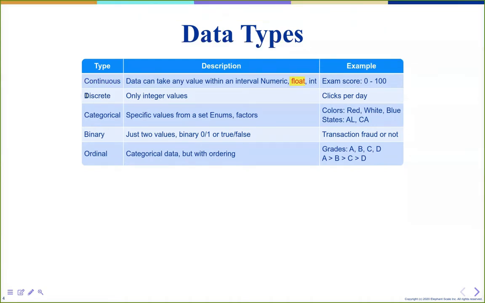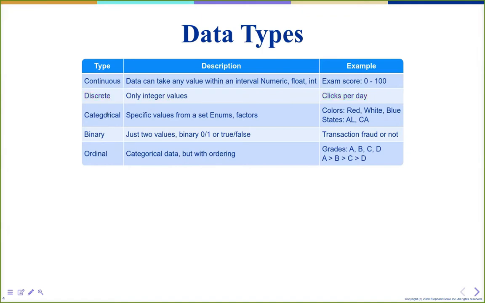Then they will say, I have discrete values. Discrete values are basically just integers. Things like number of cars per household, right? It can't be 2.5, it can only be integer values. Or how many clicks per day, right?